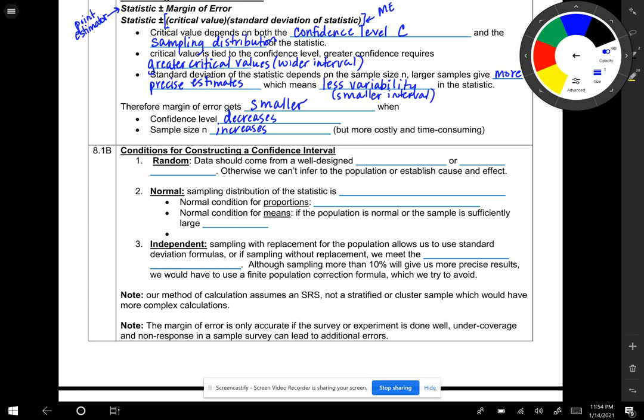Today, we are going to construct a confidence interval, but before we can do that, we have to meet some conditions for constructing a confidence interval. There are three conditions. The first one is the random condition. Data should come from a well-designed random sample or a random assignment.